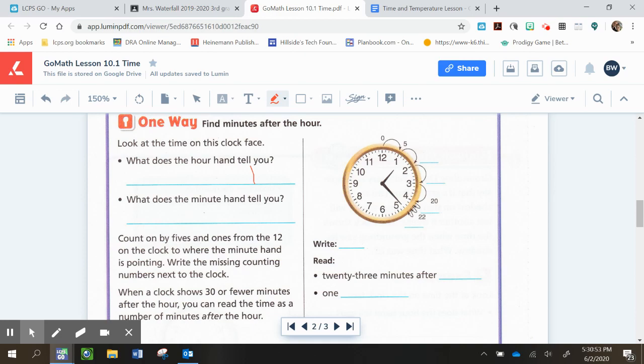So what you can do is start by counting at 0 at our o'clock and counting by 5. So we counted 5, 10, 15, 20, and then you want to count the individual dashes by ones. 21, 22, 23. So the minute hand tells us that it's 23 minutes.